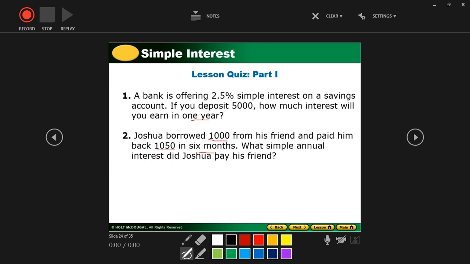Okay. So I will be flashing the answer here, and you give me the solution. Number 1, the interest is 125 in a year. Number 2, the interest rate is 10%. So you check if we have the same answer. But if you run out of time, then just try working it at home.